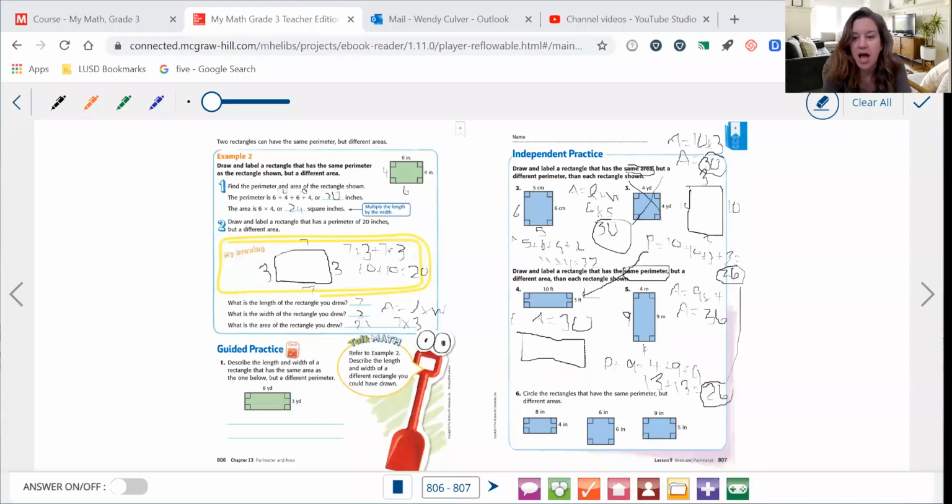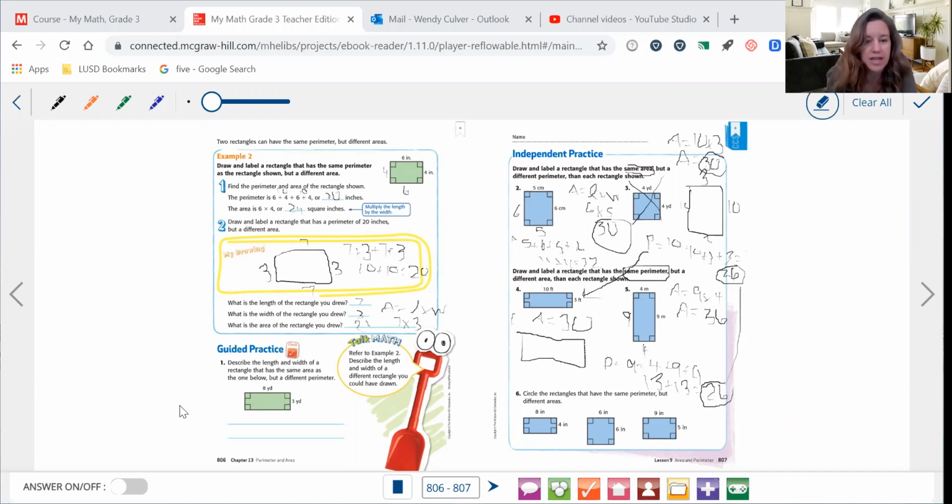So this is lesson 9. The lesson is called Area and Perimeter. Let me go ahead and share the screen. So this is where we left it when we ended our lesson today. As you can see, yes, it is crazy looking. That's because each one of these problems actually requires 2 different calculations. In order to solve them, you need to find the perimeter and the area.